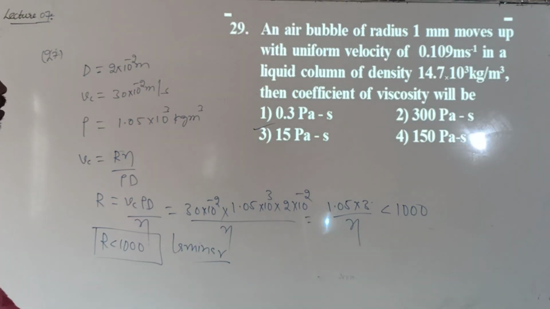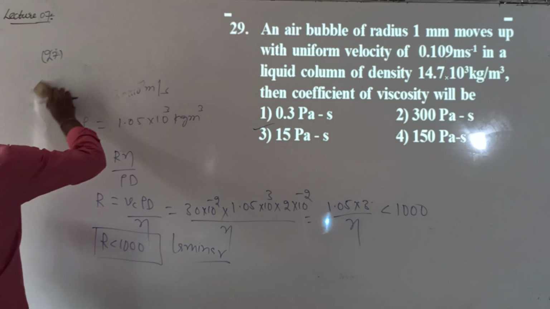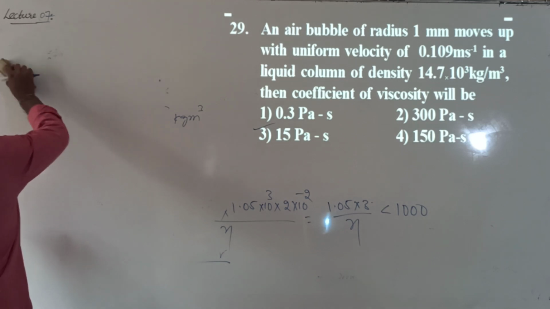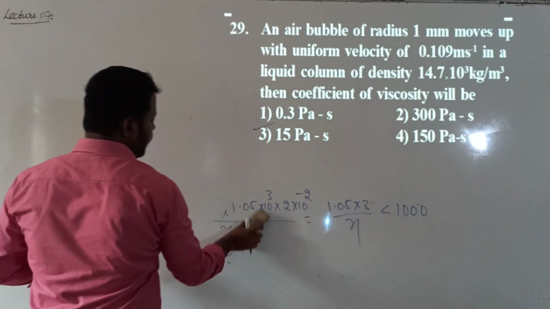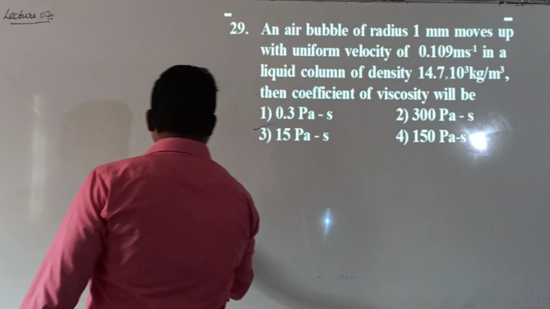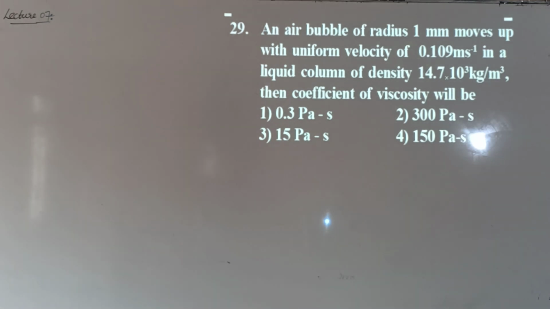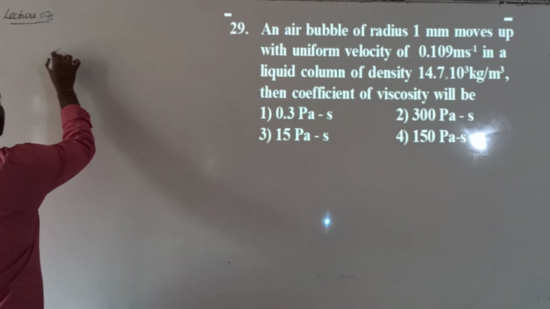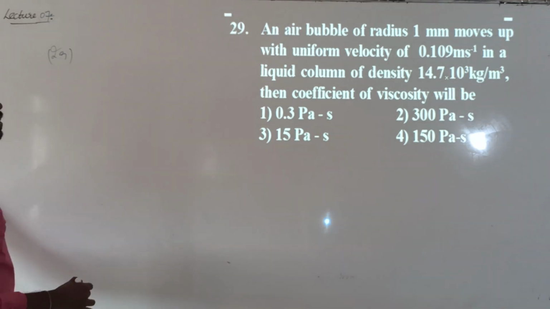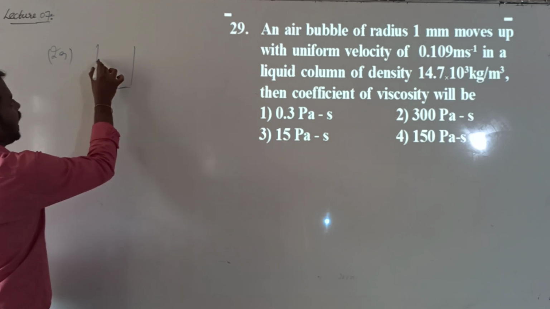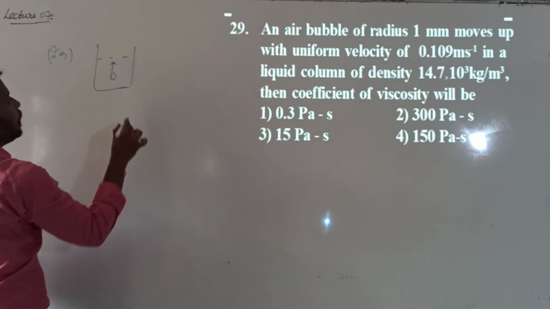Next question, question number 29. This is a question based on terminal velocity again. An air bubble of radius 1 mm moves up with a uniform velocity 0.109 meters per second in a liquid column of density 14.7 into 10 to the power of 3 kilogram per meter cube. What is the coefficient of viscosity? One liquid column is there, and the air bubble is moving upward.